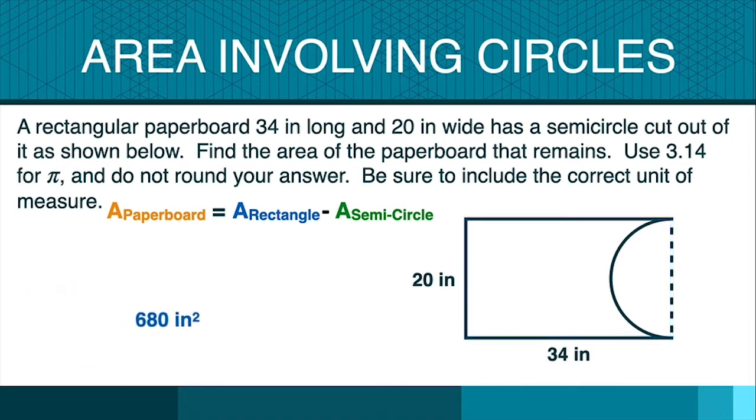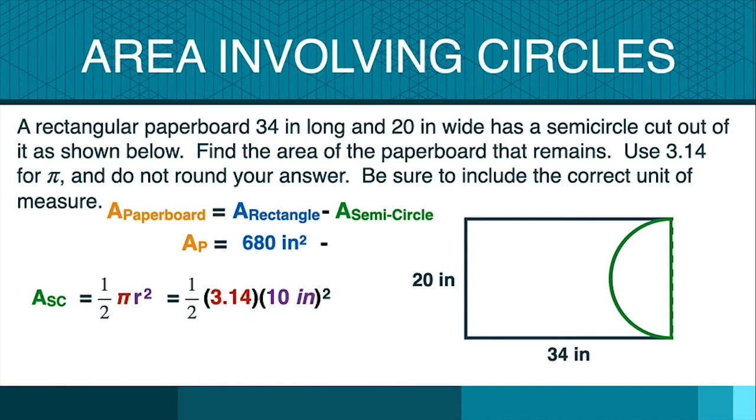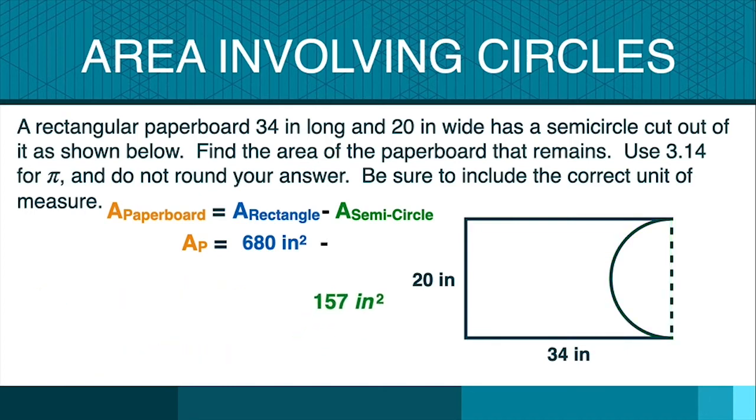The radius is 10 inches since the diameter of the circle is 20 inches, because the width of the rectangle and the diameter of the semicircle are the same. Substitute 10 for the radius and 3.14 for pi, 3.14 times 10 squared divided by 2. Follow the order of operations and the area calculates to 157 square inches. Finally, subtract the area of the semicircle, 157 square inches, from the area of the rectangle, 680 square inches, to find the area of the paperboard, 523 square inches.